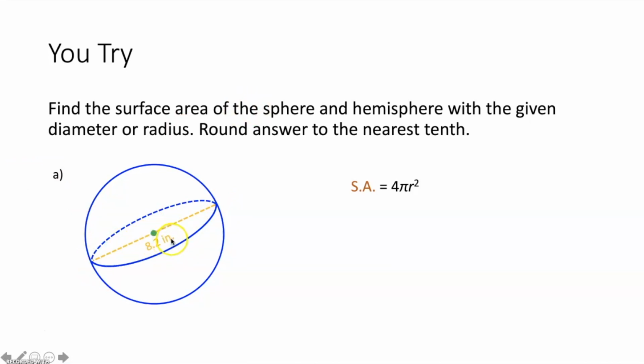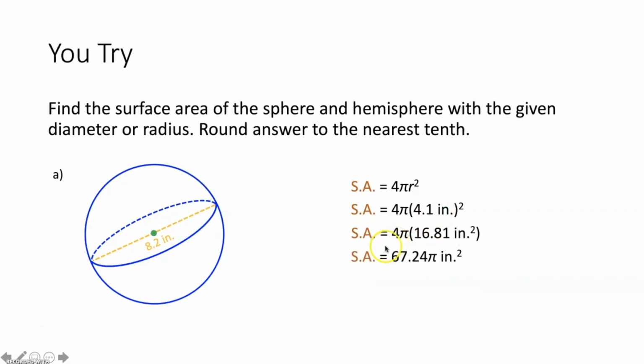So what we have to do then is take that diameter, divide it by 2, and that'll give us our radius. So what's 8.2 inches divided by 2? That would be 4.1 inches. So I can plug that in for r over here. Now all I have to do is square this, multiply it by 4 pi out front, and I get that the exact surface area of this given sphere with a diameter of 8.2 inches is 67.24 pi inches squared.